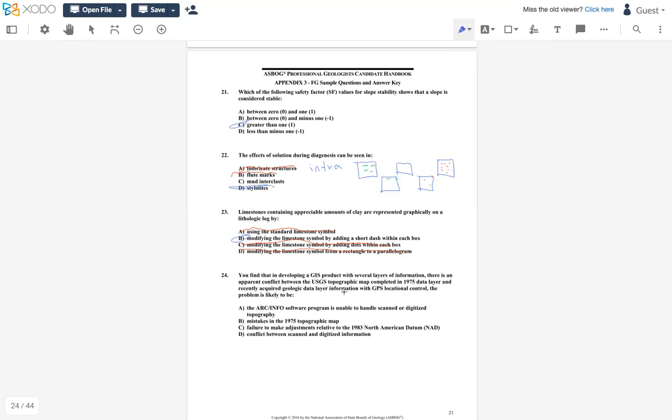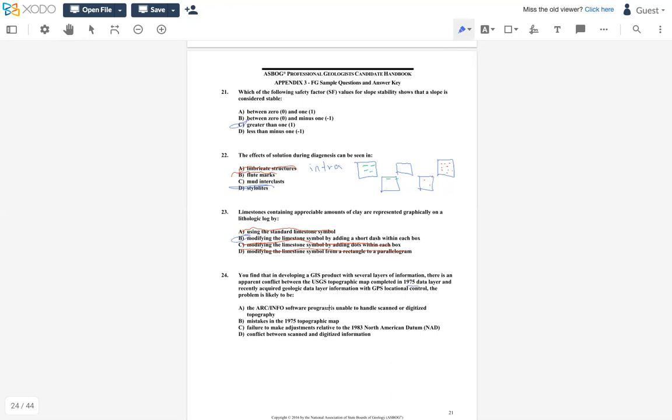Okay, number 24. You find that in developing a GIS product with several layers of information, there is an apparent conflict between the USGS topographic map completed in 1975 data layer, and recently acquired geologic data layer information with GPS locational control. The problem is likely to be what? The ARC info software program is unable to handle mistakes, failure to make adjustments, conflict between scanned and digitized information.